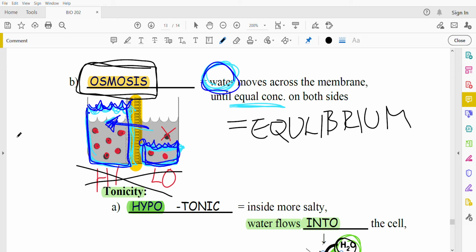So in osmosis, the substances, in this case these red dots, were not able to cross the membrane, but to get the equal concentration on both sides, it was the water that moved across the membrane. So that was our way to solve it.